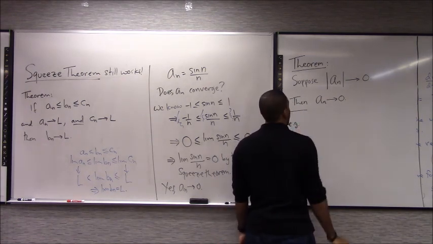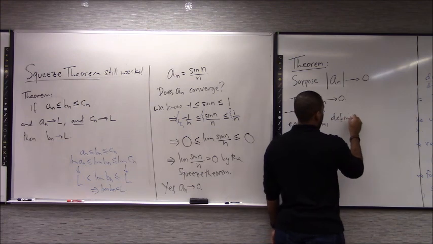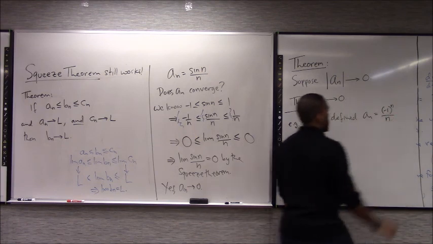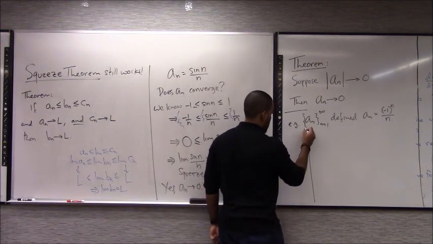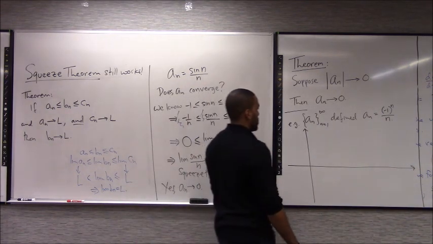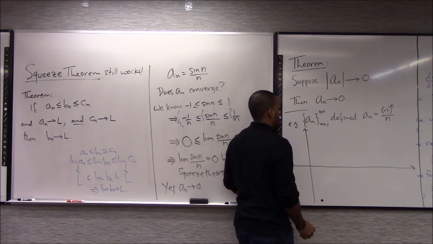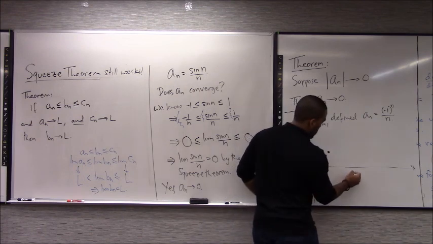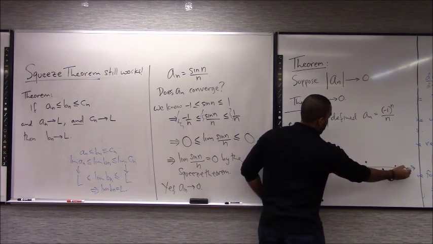So, here's an example. Suppose I told you a_n is a sequence defined by minus 1 to the n over n. Now, if I were to graph that, what would that actually look like? Well, it would start at minus 1. Then, when n is 2, it gives you positive a half. n is 3, gives you negative a third. n is 4, gives you positive a fourth. n is 5, gives you negative a fifth. Then positive a sixth. Then negative 1/7.